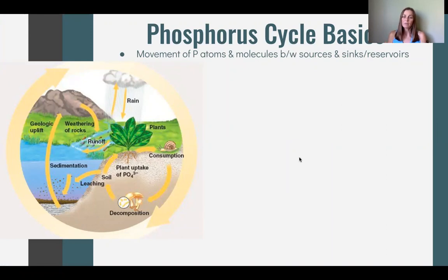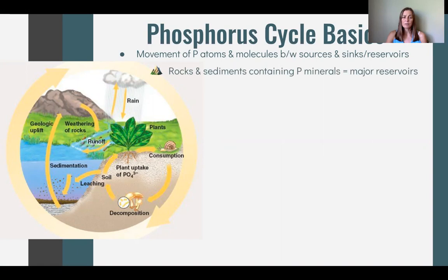We've already learned the carbon cycle, which is the movement of carbon between sources and sinks, and the nitrogen cycle, which is the movement of nitrogen between sources and sinks. So this is the phosphorus cycle. And again, it's just the movement of phosphorus atoms and molecules containing phosphorus between sources and sinks.